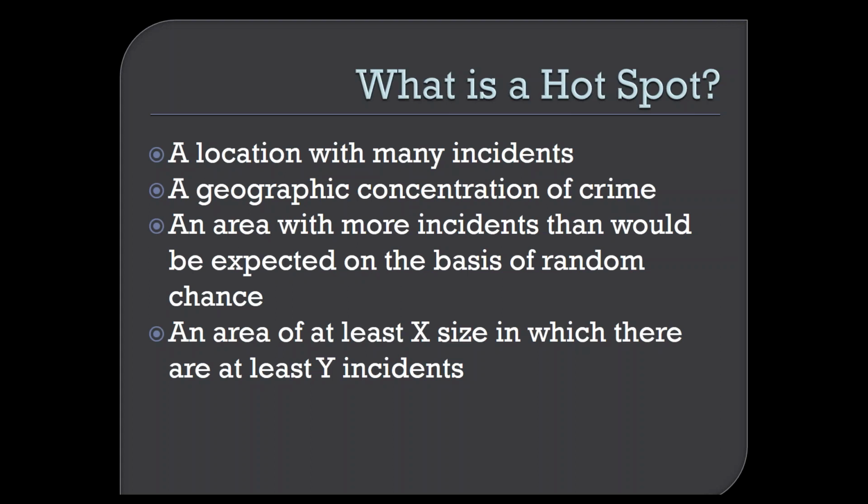You can try to define it more precisely by saying an area of at least X size in which there are at least Y incidents, or an area that represents no more than X percentage of the territory that you're studying that has no less than Y percentage of the crime. But you would be establishing that definition. That definition doesn't exist in any existing literature. A hotspot is just a concentration of crime or crashes, and it doesn't really get more precise or scientific than that.